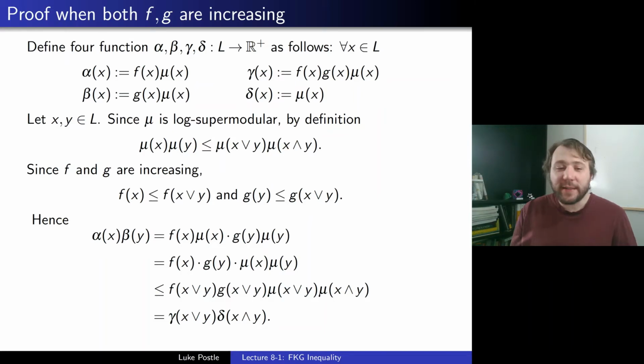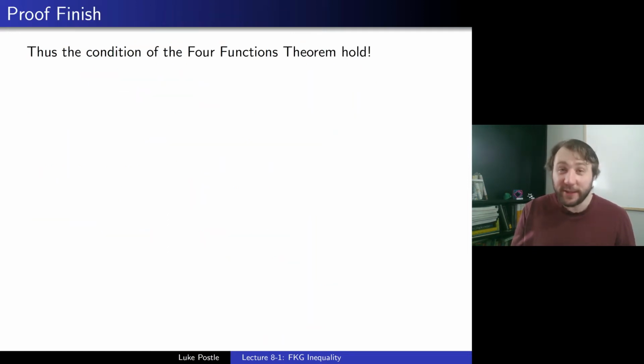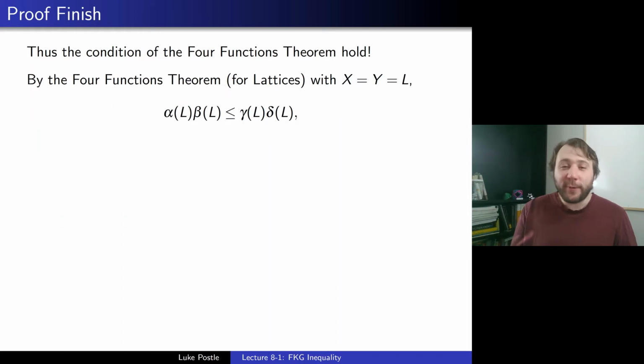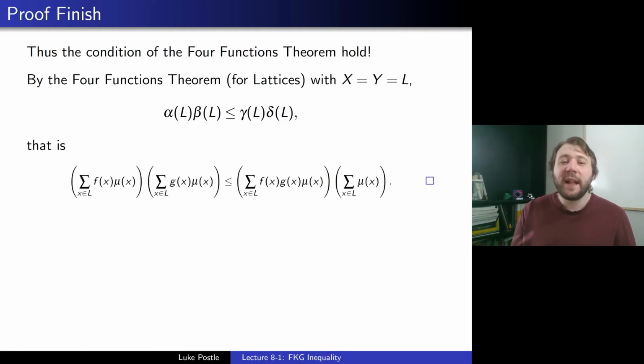So that's what we end up with, which is exactly the condition we need to apply the Four Functions Theorem. So that alpha of x times beta of y is at most gamma of the join times delta of the meet there. But let's apply it now, so thus the conditions hold. So by the Four Functions Theorem, again for lattices, we have to apply it for certain subsets of the lattice. We're actually just going to apply it where the subsets are the whole lattice. We know that alpha of L times beta of L is at most gamma of L times delta of L. And that is precisely the inequality that we want.